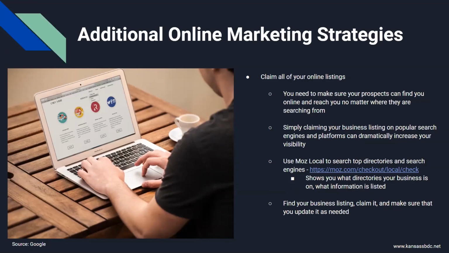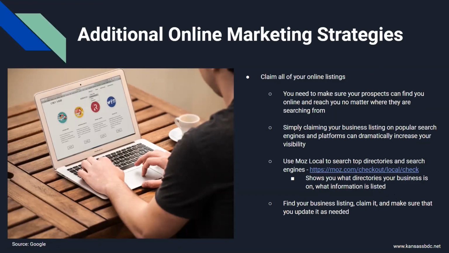You want to make sure you claim all of your online listings. So you need to make sure that your prospects can find you online and reach you no matter where they are searching from. Simply claiming your business listing on popular search engines and platforms can really dramatically increase your visibility. This link right here is super helpful in doing this, especially if you have purchased a business. If you purchase an existing business, you can use this website here to put in that business information, and it will do a search throughout the internet to see what directories your business is listed on.